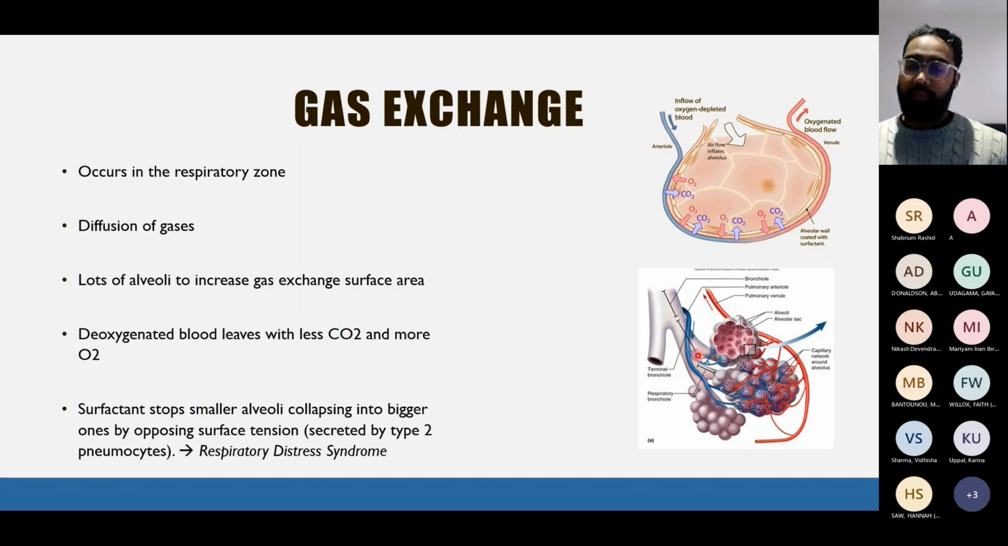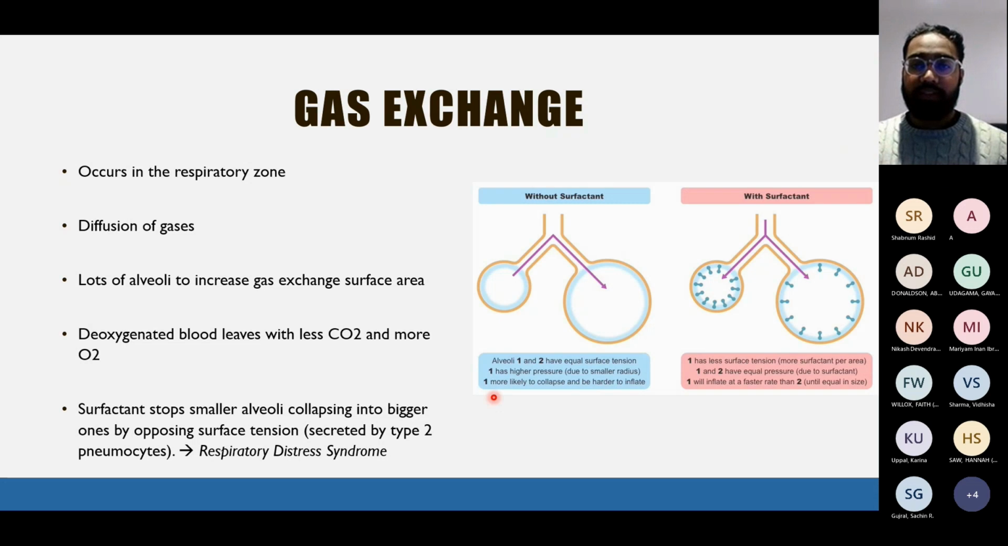Now, a side note is you have these really small structures, and they would be very difficult to inflate, and they collapse into each other. They do collapse into each other if you don't have this thing called surfactant. Now, what surfactant does is it stops smaller alveoli from collapsing into bigger ones, and it lets bigger ones inflate easier. So it keeps the balance between different sized alveoli, because not all alveoli are the same size. And you can see that summarized here.